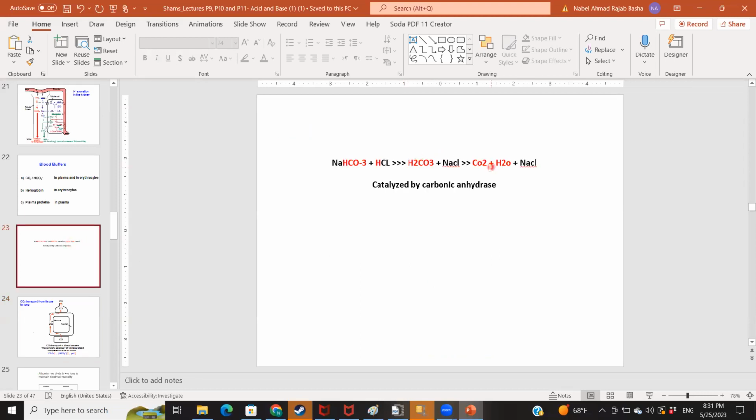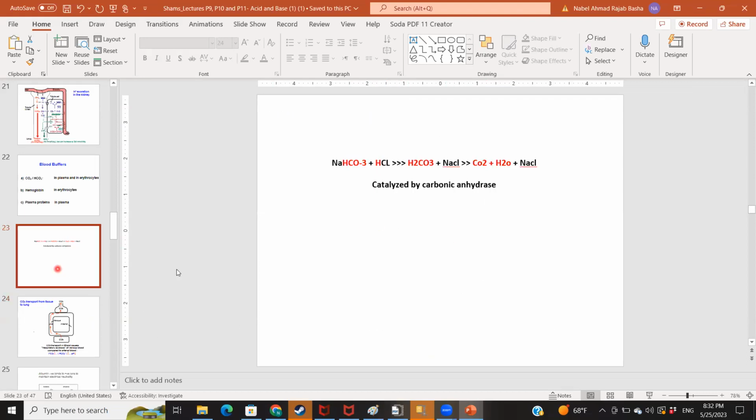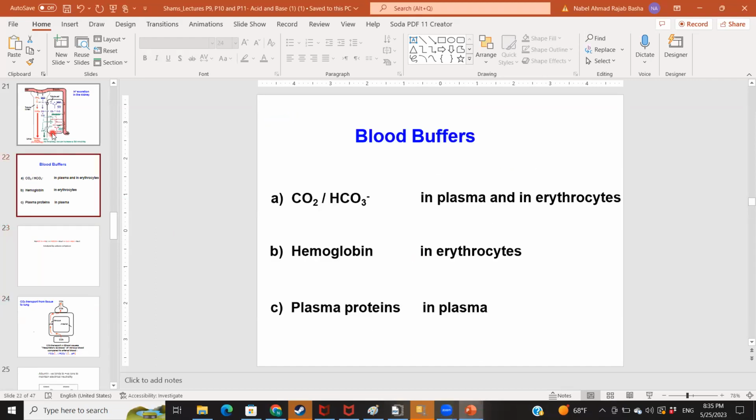If we go back to the equation, CO2 in the peripheral tissues reacts with water to form carbonic acid, and carbonic acid in turn will form hydrogen and bicarbonate. And these travel all the way through the blood until they reach the lungs, and then the equation will move the other way around again. Bicarbonate will join hydrogen, will join carbonic acid and form CO2 and water. Okay, so we're done with the second buffering mechanism.